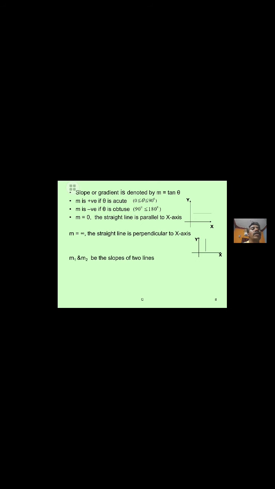And m1, m2 be the slopes of two lines. If two straight lines are parallel, then their slopes are equal. That is m1 equals m2. If two straight lines are perpendicular, then m1 into m2 equals -1.